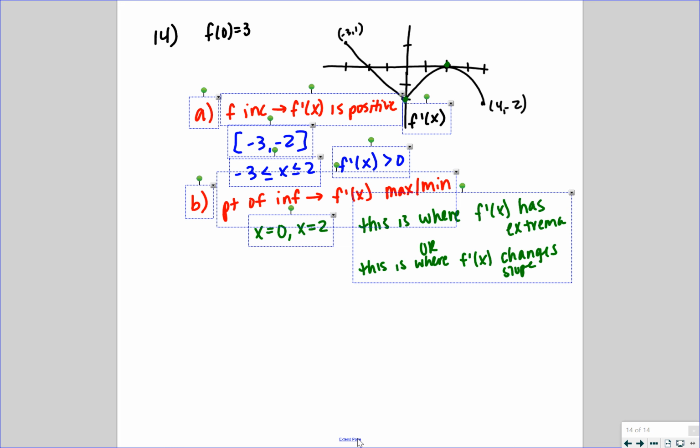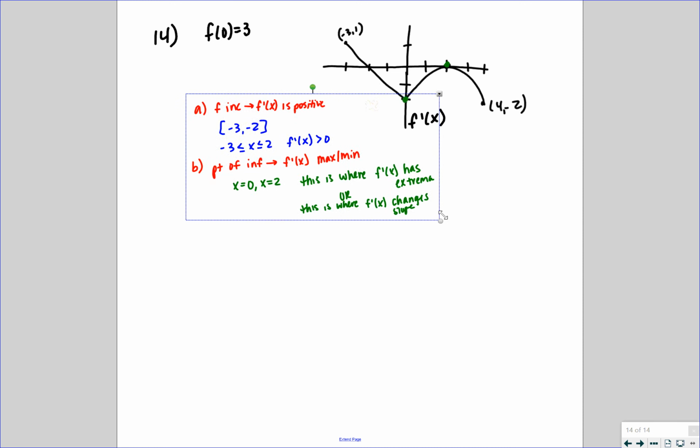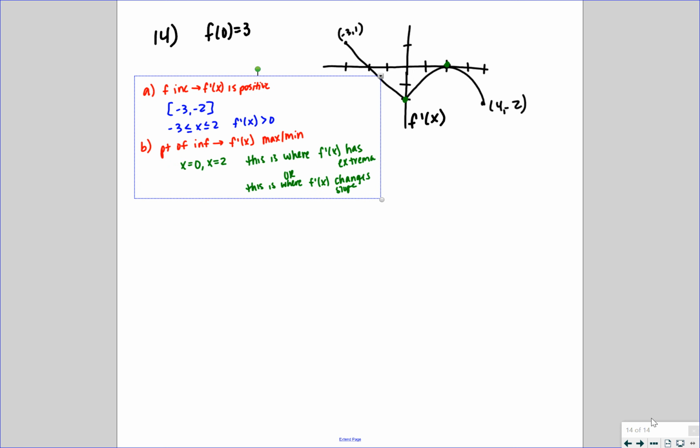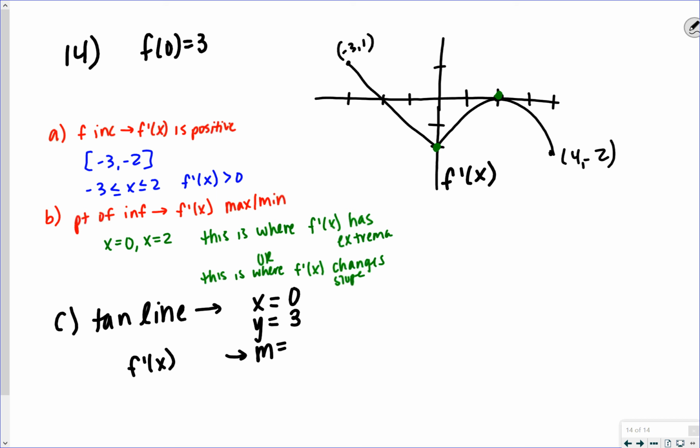And part C. One second. There we go. Part C. Find an equation of the line tangent to the graph of f at 0, 3. So for my tangent line, I need x, I need y, I need m. So x is 0, y is 3. The slope, I'm going to find from the graph.